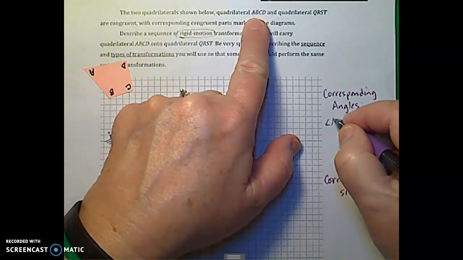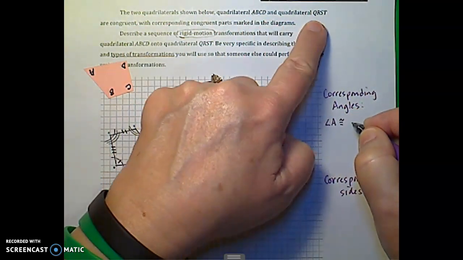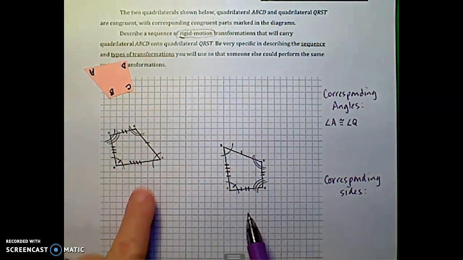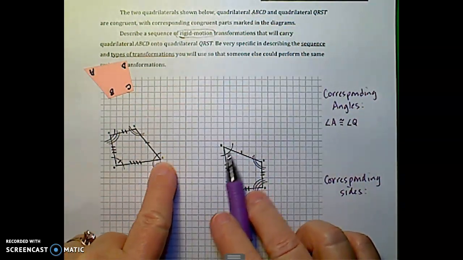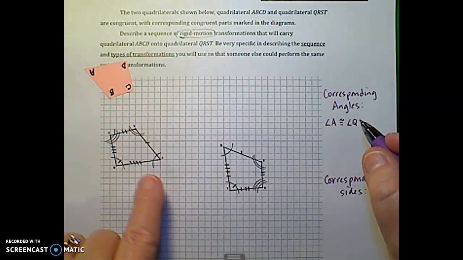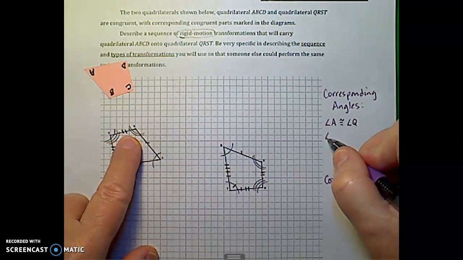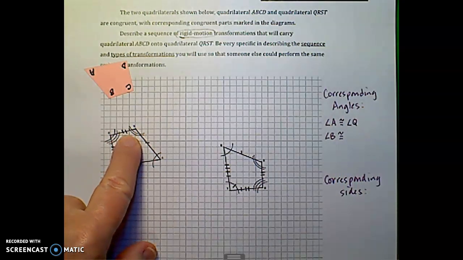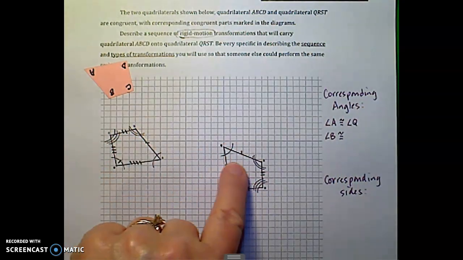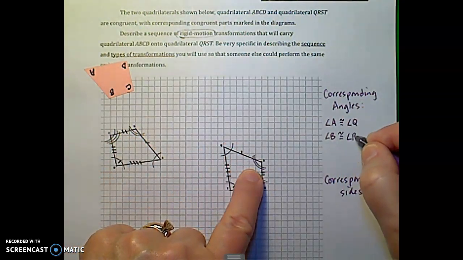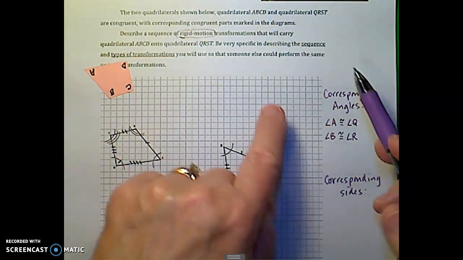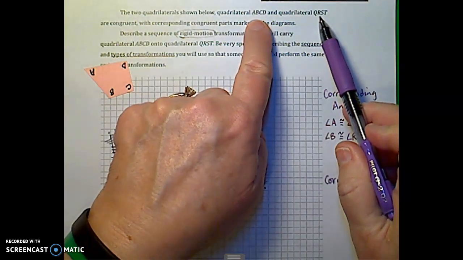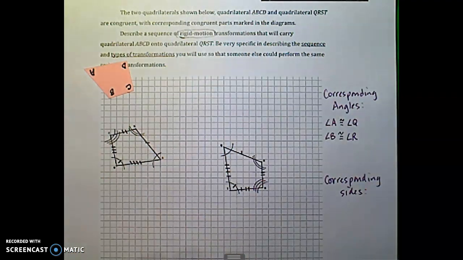Angle A is congruent to angle Q. A and Q, they have one arc. Angle B is congruent to, so if I look at the arcs, I've got 2 arcs here. The place I have 2 arcs here is angle R. So B and R are congruent and corresponding. We could also see that because it's the second letter in the name.